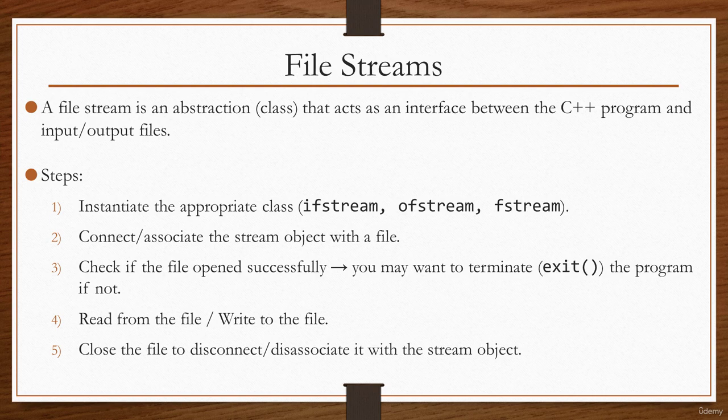So what are the steps? What is involved in reading from a file or writing to a file, for example? Well, we would instantiate the appropriate class, ifstream, ofstream, or fstream, and I will introduce those and talk more about those as we go through the rest of the lesson. Then we connect or associate the stream object with a file. Then we actually want to check if the file has opened successfully. You may want to terminate or exit the program if that was not successful, so if the file does not exist, for example. Then you want to read from the file or write to the file, so in other words you want to interact with that file somehow. Finally, we want to close the file to disconnect or disassociate that file with the stream object.